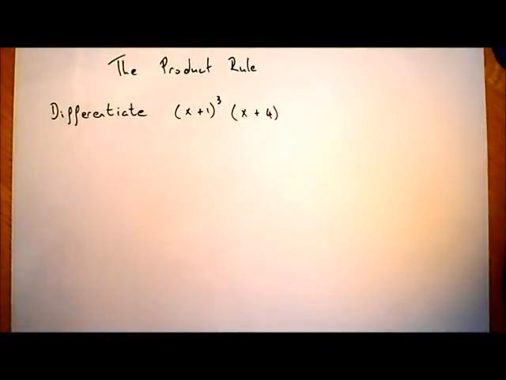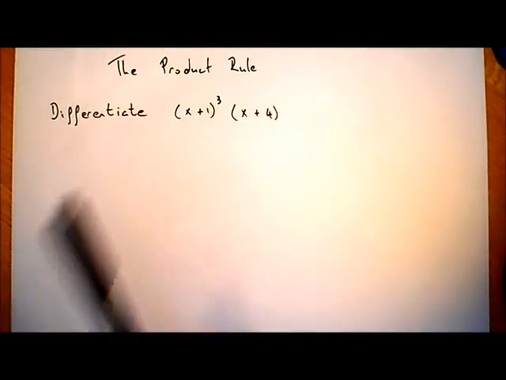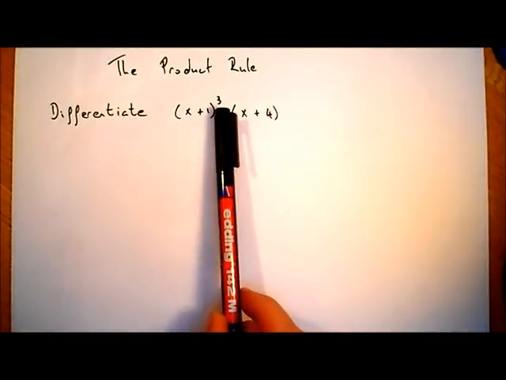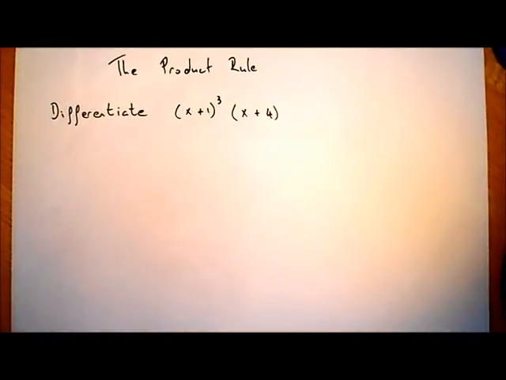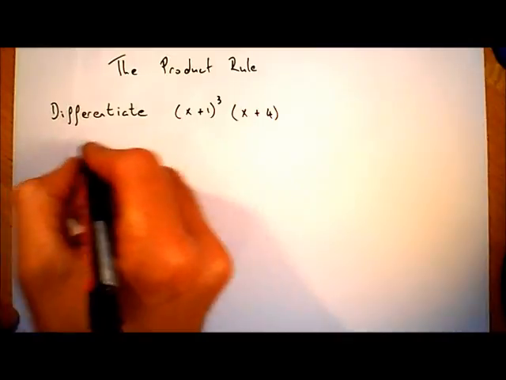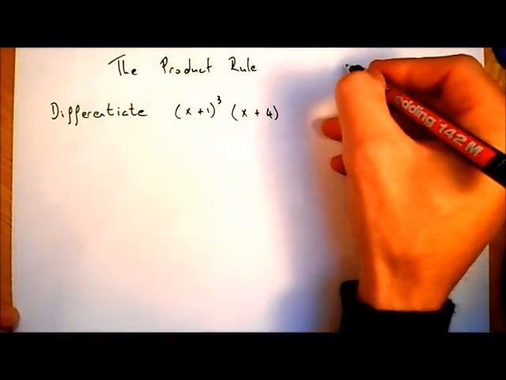Okay, here's another example of differentiating using the product rule. And you can see we do have a product. It's (x+1)^3 multiplied by (x+4). So we're going to use the product rule. First of all, I'll write down the product rule over here.